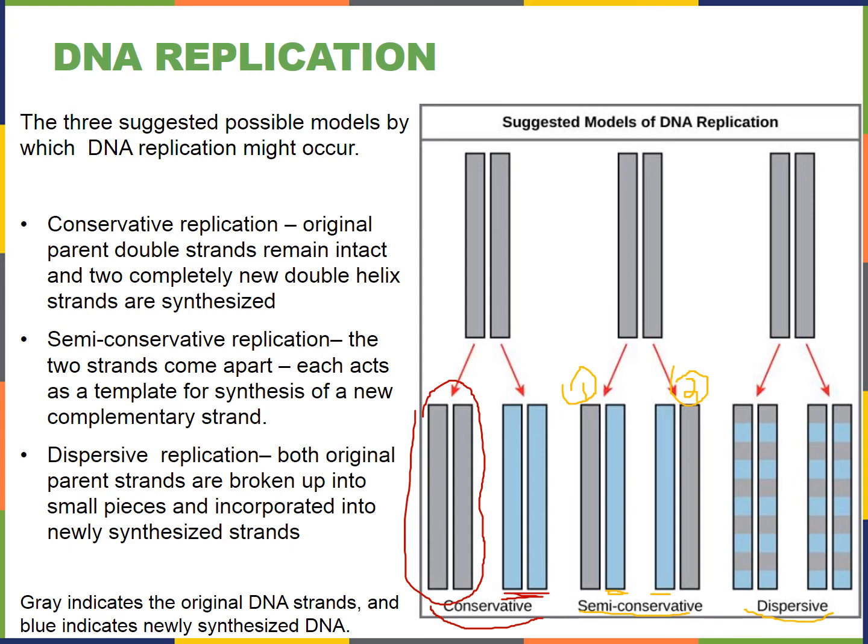And then we have dispersive. In dispersive replication, both original parent strands are broken up into small pieces and incorporated into newly synthesized strands. So none of the strands are going to be identical to the parent's genetic information, because you can see here all of the new genetic information that is intertwined in the replication. So again, the parent strands are going to be broken up, and small pieces are going to be incorporated into these newly synthesized strands. So there is parental material there, but not an exact copy.